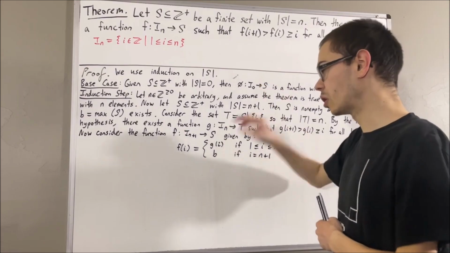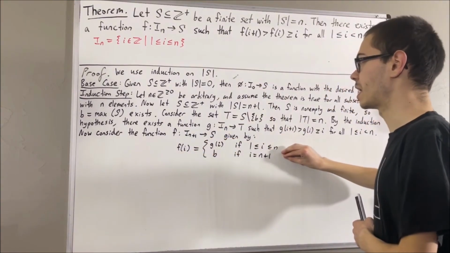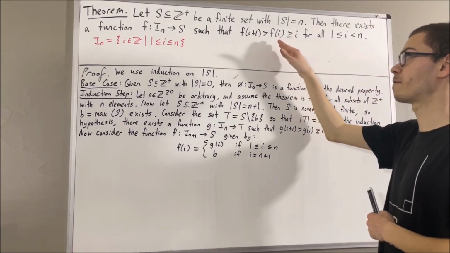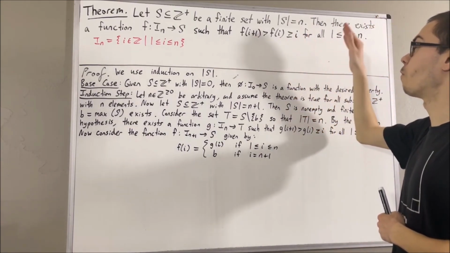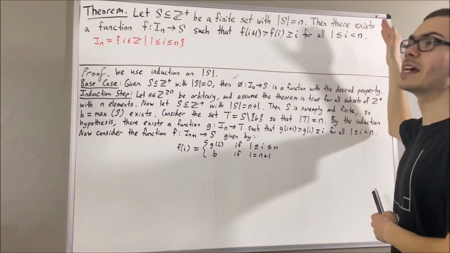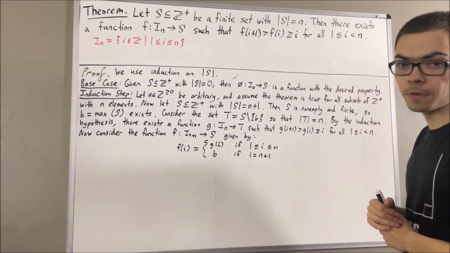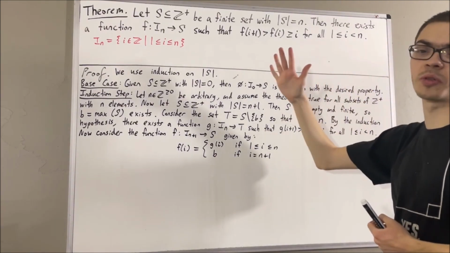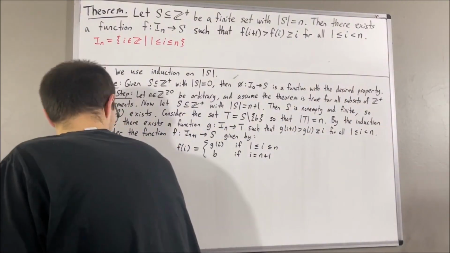So now, let's show that this function has the desired property. We want to show that f(i+1) is greater than f(i) is greater than or equal to i for all integers i, such that 1 is less than or equal to i is less than n+1. So to do that, let's give ourselves an arbitrary integer i, such that 1 is less than or equal to i is less than n+1.